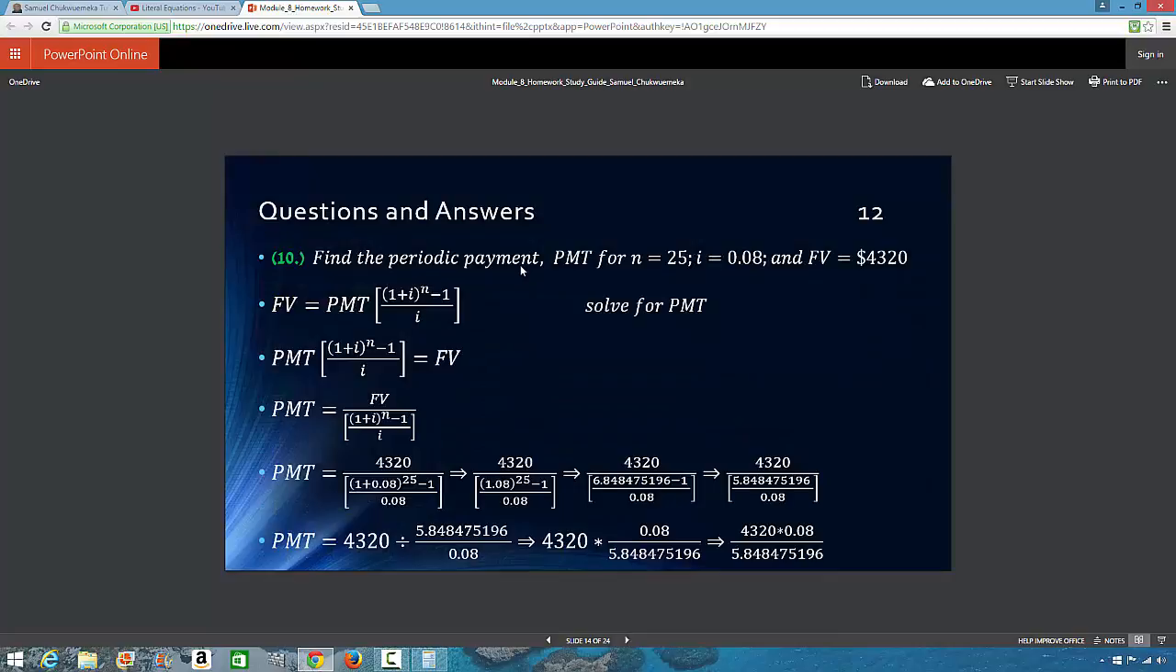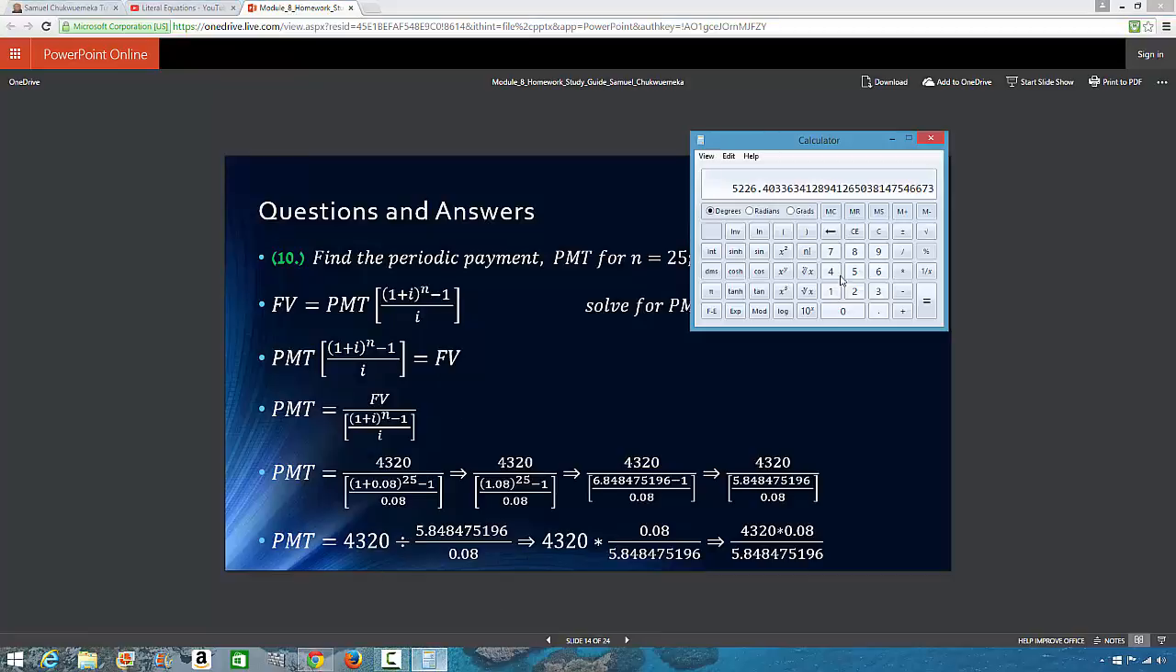Question 10, find the periodic payment with the future value formula. So you solve for payment. Okay. Again, this is literal equations. But my interest is showing you how to use the calculator on the computer to do it. That is my main focus. So please view those videos on literal equations and look at these. If you still don't understand how I isolated the variables, then just let me know, please.